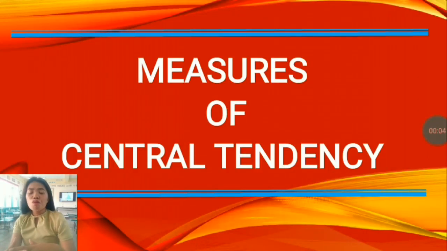In today's video, we will be discussing measures of central tendency. Now, what are measures of central tendency? Measures of central tendency provide a summary measure that attempts to describe a whole set of data with a single value that represents the middle or center of its distribution. There are three main measures of central tendency: the mean, median, and the mode, and we are going to discuss them one by one.